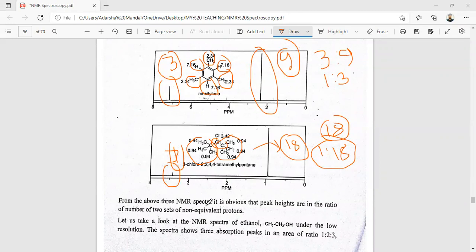So from the above three examples, it is obvious that the peak heights are in the ratio of the number of protons in the two sets of non-equivalent protons.